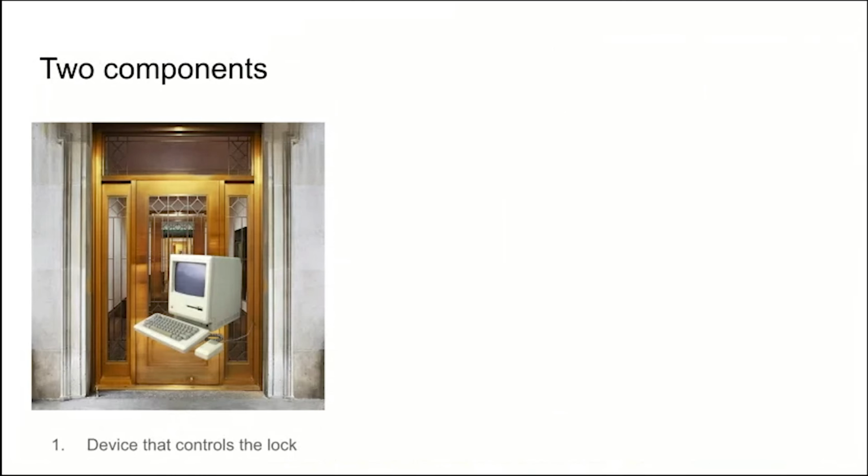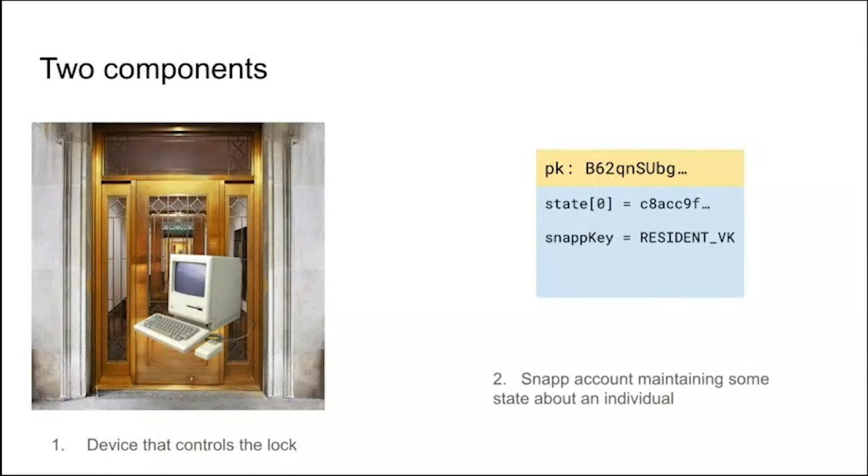What are we going to require for such a system? There will be two components. One will be some kind of device that controls the lock on the apartment. What does it mean to own an apartment? I guess it means you control the lock and other people hopefully don't come in. And then there will be a Snap account that maintains some state about an individual resident.